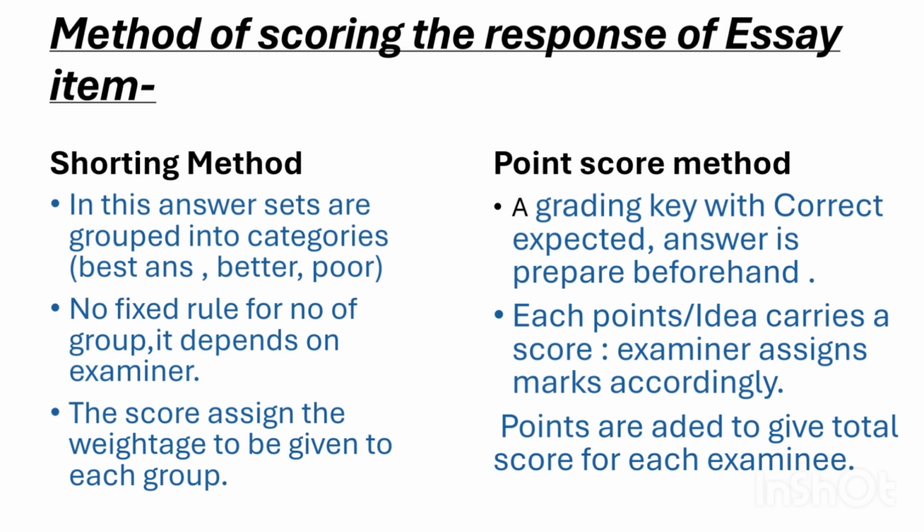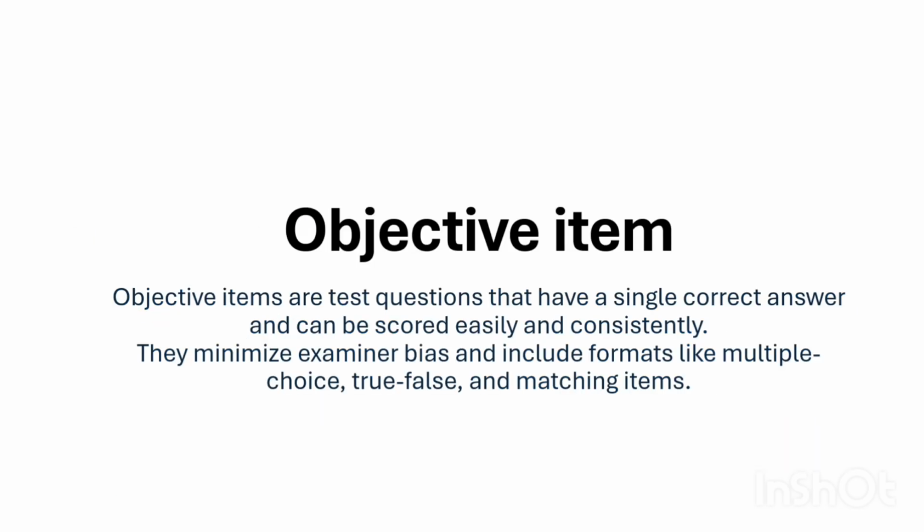Points score method. A grading key with the correct expected answer is prepared beforehand. Each point or idea carries a score. Examiner assigns marks accordingly. Points are added to give the total score for each examinee.